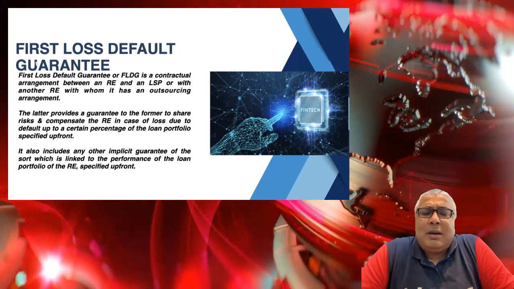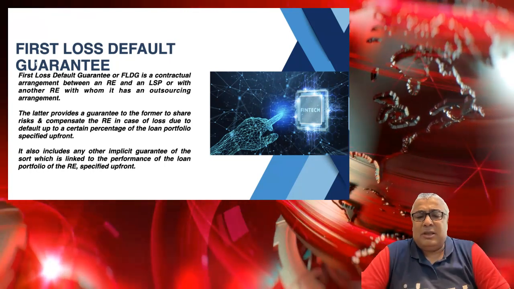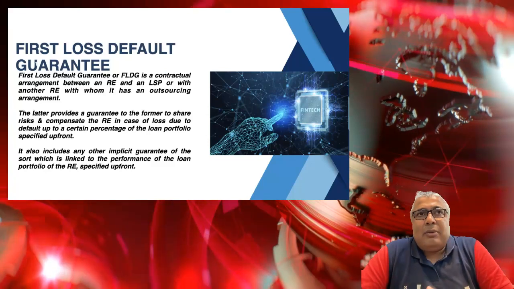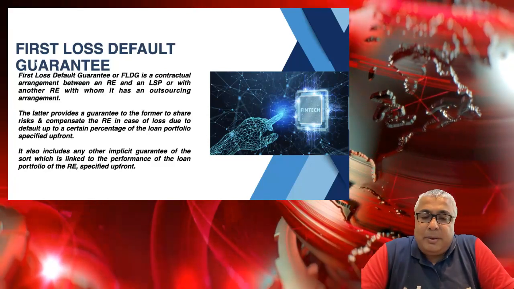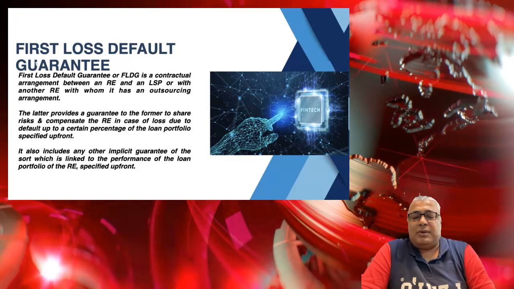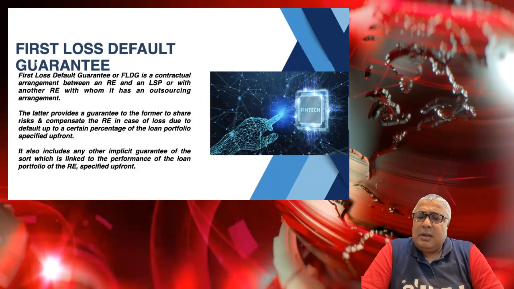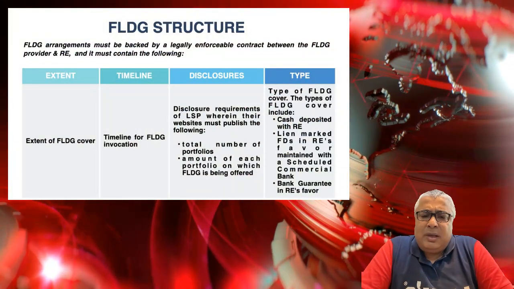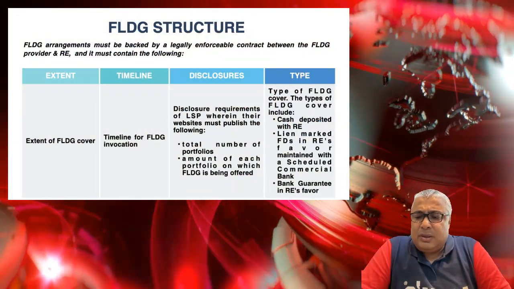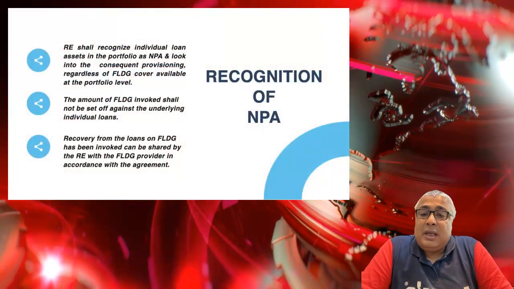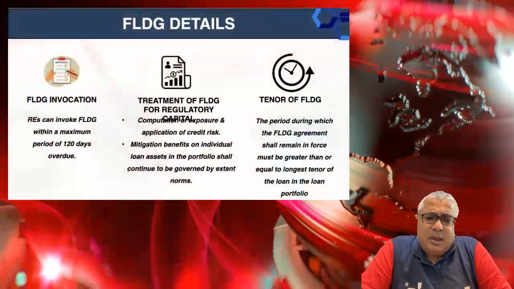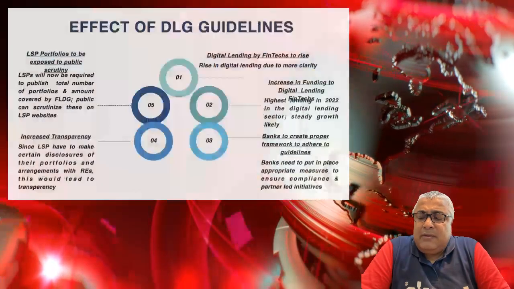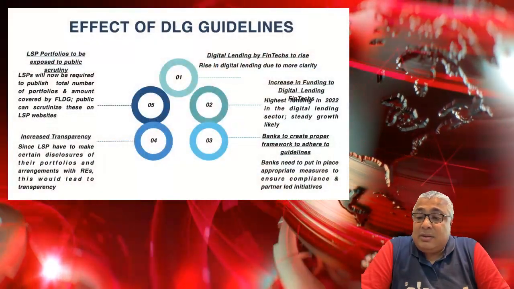So this could be a big challenge for this business model for NBFCs, especially because in most cases the NBFC may not be aware of the creditworthiness or the software capability of the fintech. So this could lead to a lot of challenges for NBFCs in terms of managing their risk portfolio. So the FLDG structure we do very carefully. We have a lot of solutions for how this industry will work. Recognition of NPA means bad loan. This is something related to accounting, and the effect of DLG guidelines is also discussed here.